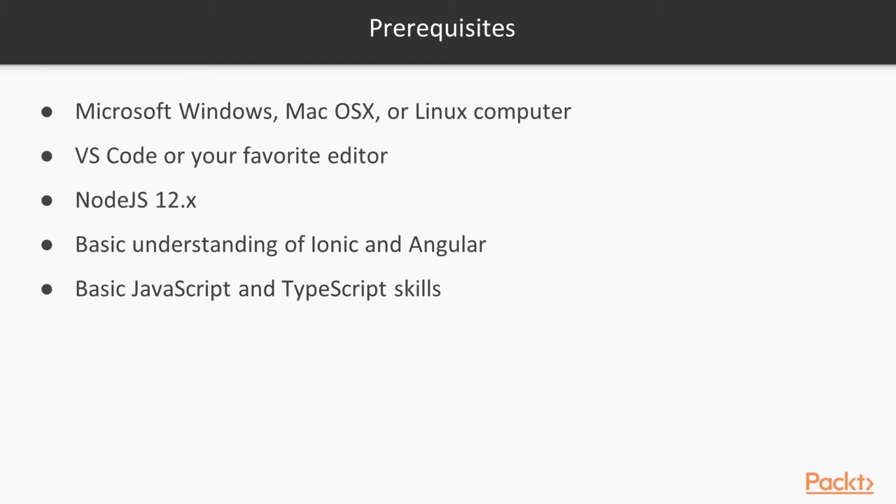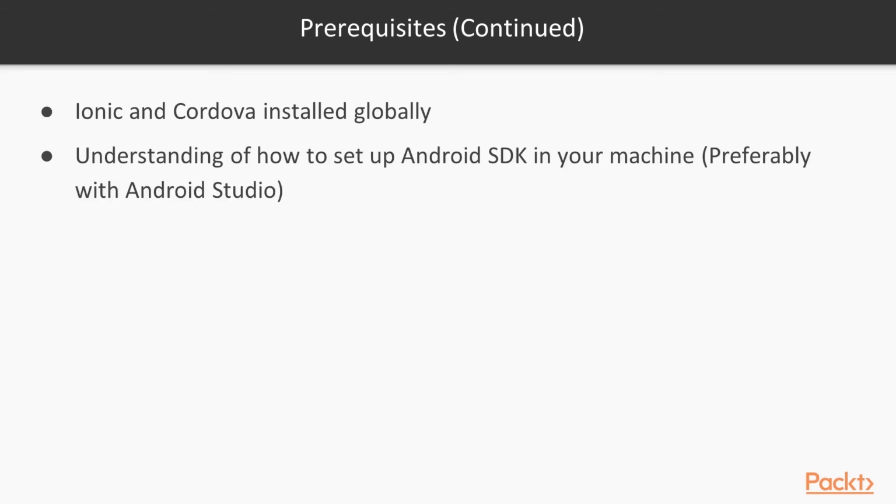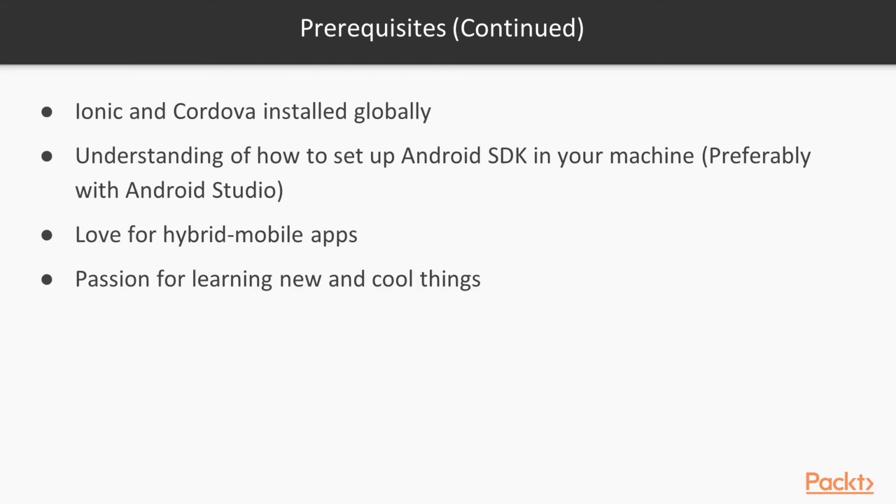You should have basic knowledge of JavaScript and TypeScript because I'm not going to go into details on how JavaScript works. You should also have Ionic and Cordova installed globally on your machine, so you can run commands like ionic serve, or if you want to run on your device, you can use Cordova for that. You should also know how to set up the Android SDK on your machine if you're working with Android, or you could also work with the iOS simulator using Xcode. You should have a love for hybrid mobile applications and a passion for learning new and cool things, which I'm going to teach you a lot of in this course.